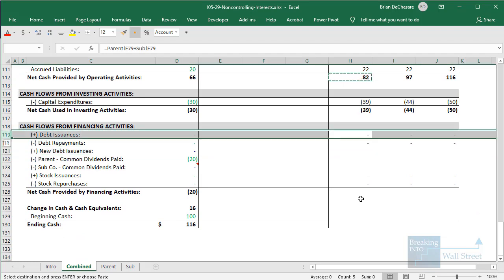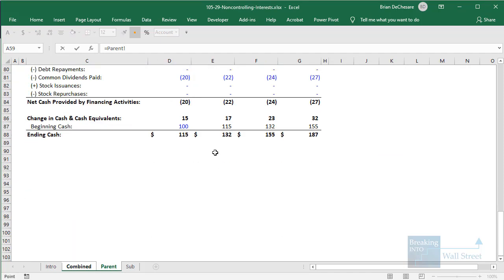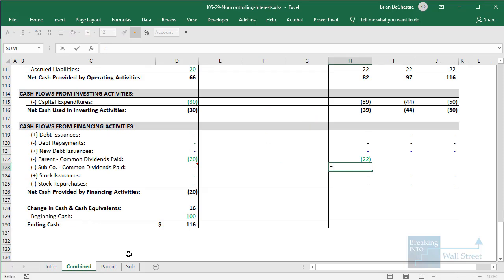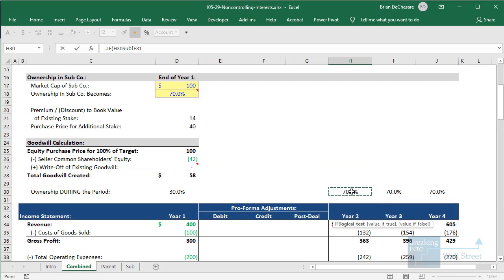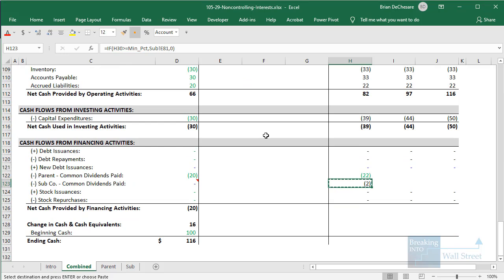For financing activities, we have many of these items because these are simple additions. The ones that are different include the new debt issuances. I'm going to set this to zero because we assume no new debt after the initial transaction here. And then for the parent co common dividends paid, let's go over and link to their number right there. And then for Subco, let's go over and link to their number right there. And one change I want to make here is with Subco, technically we should check the ownership percentage here. Specifically, what I mean is we want to check and make sure that we're actually consolidating the statements. So if we are at or above this 50% minimum, then we will show Subco's dividends. Otherwise, we'll just set this equal to zero. And then we can copy this across, so we have that.